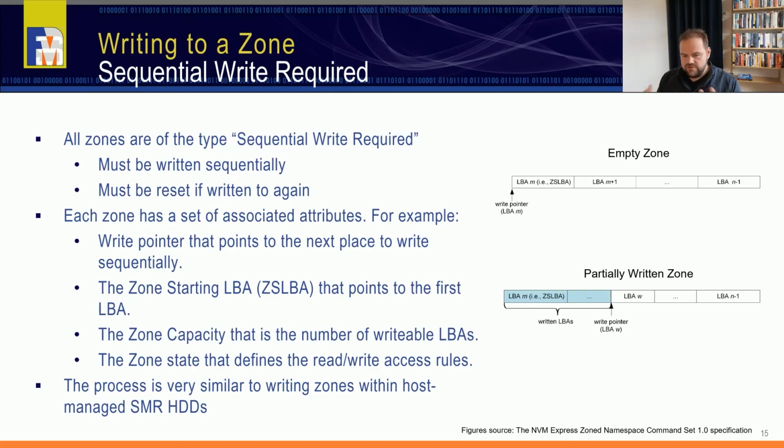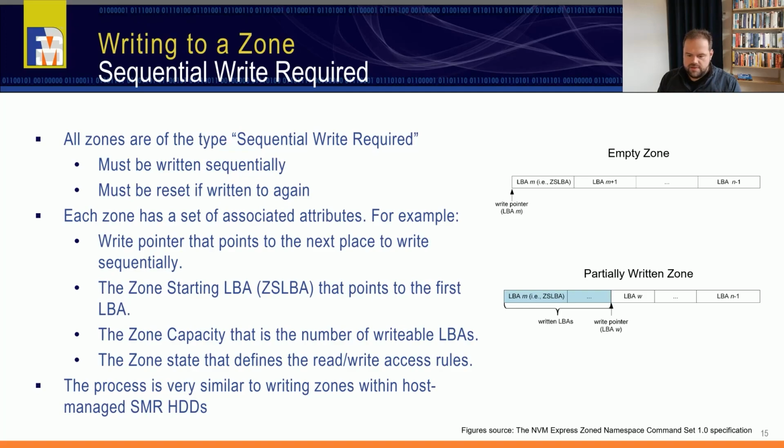Each zone has a set of associated attributes. For example, the write pointer that points to the next place to write sequentially. The zone starting LBA that points to the first LBA. The zone capacity, which is the writable area within the zone. And the zone state that defines the read-write access rules.